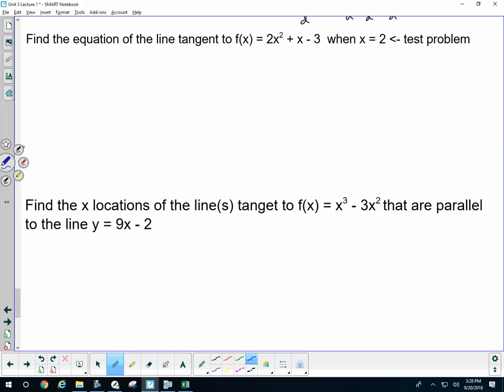Well, you would have to find f prime, right? And back in the day, which is like last class, you'd use the limit as h approaches 0 of f of x plus h minus f of x over h, and you'd find f prime. But now you say 4x plus 1.